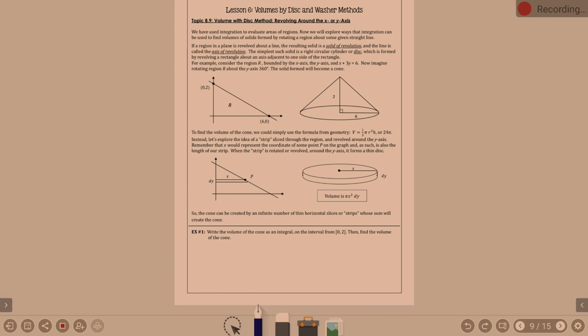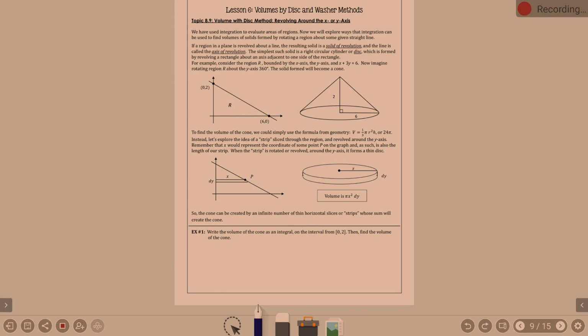We've used integration to evaluate area of regions. We're going to explore integration and volume again. This is rotating a region about some given straight line. And what we're doing today, it's always going to be rotating about the x or y axis in this lesson. If a region in a plane is revolved about a line, the resulting solid is a solid of revolution, and the line is called the axis of revolution.